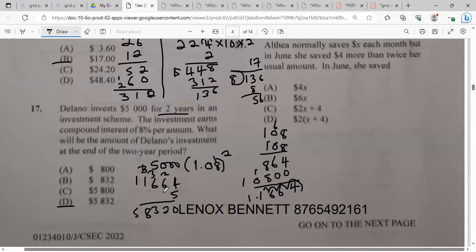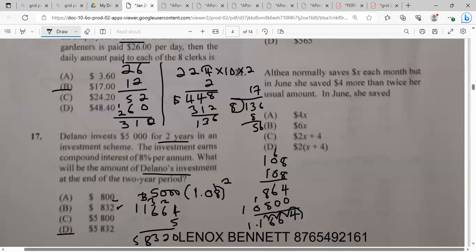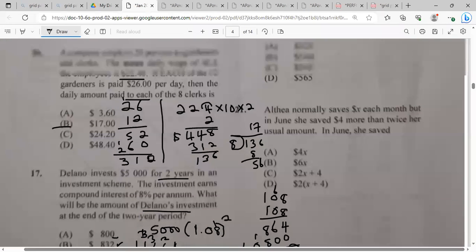So the amount of interest would be 832, but they ask for the amount. What will be the amount of his investment at the end of a 2-year period? So this is how much we have in the bank account. If I do the simple interest way, this is going to be 800. I have no time for that now, but I will look at that next time. So it would have been 5,832.